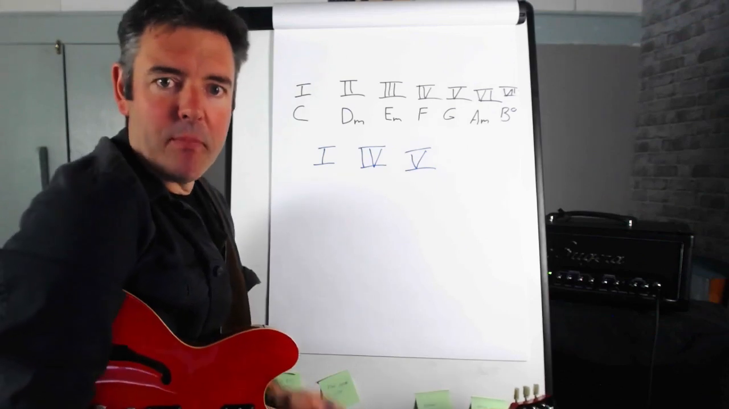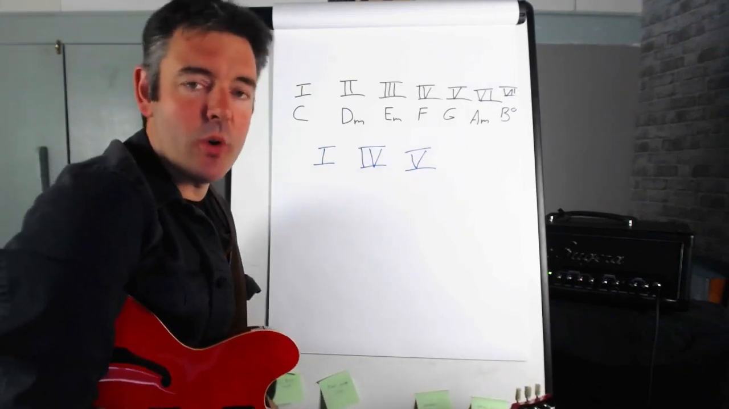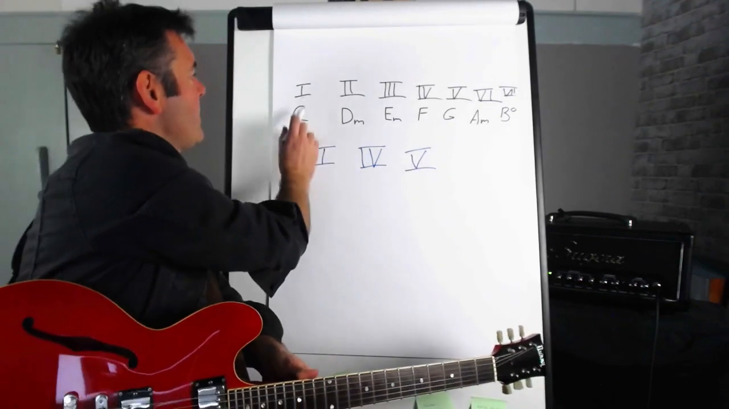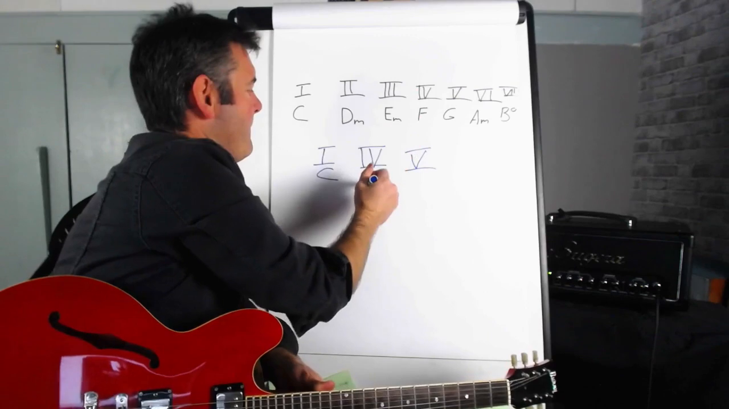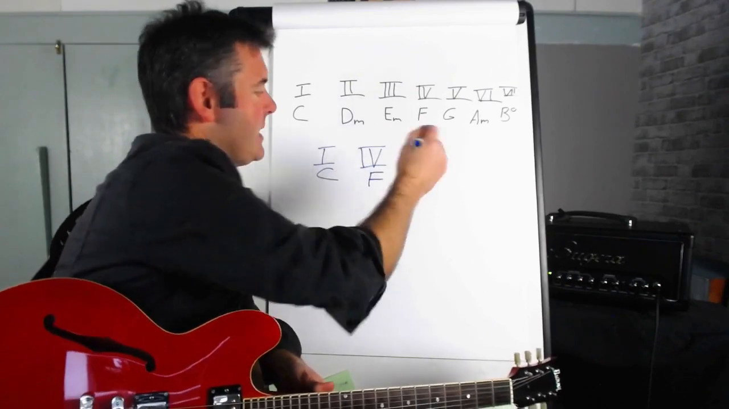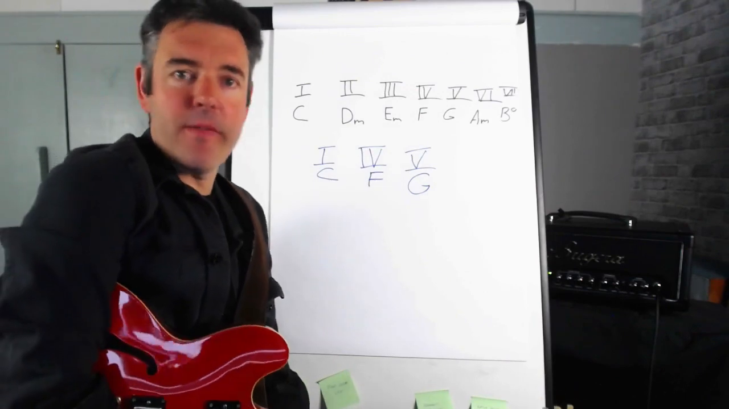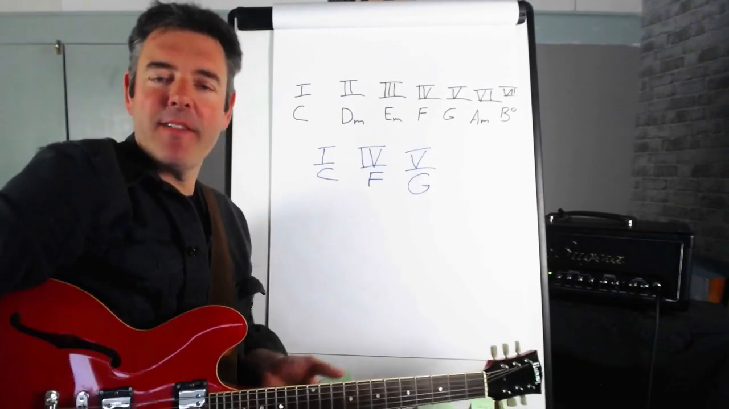So what would it be? Well, in the key of C, all we need to do is look at our 1 chord and our 4 chord and our 5 chord. So our 1 chord is C, our 4 chord is F, and our 5 chord is G. So a 1-4-5 chord sequence in the key of C would be the chords C, F, and G.